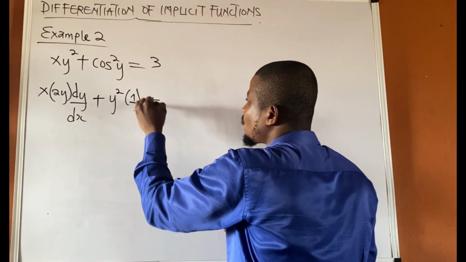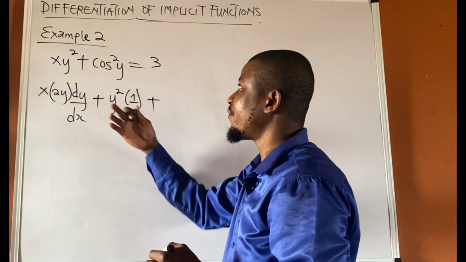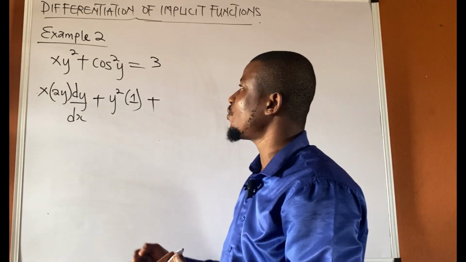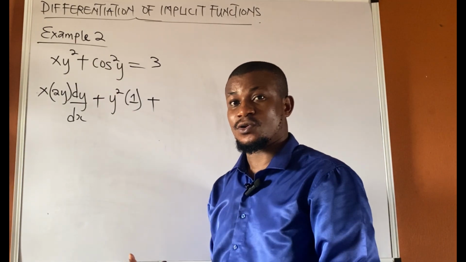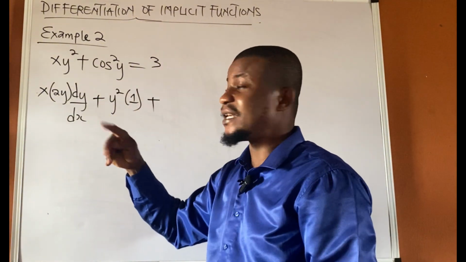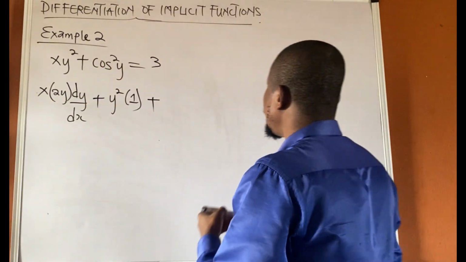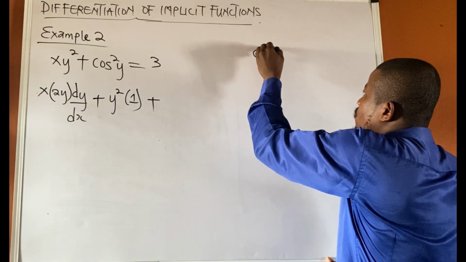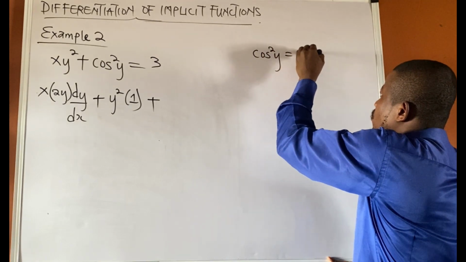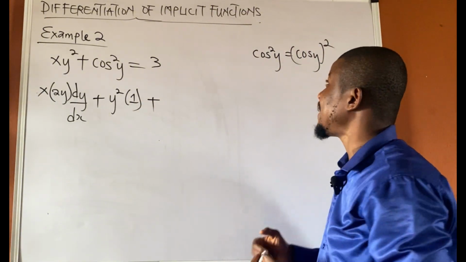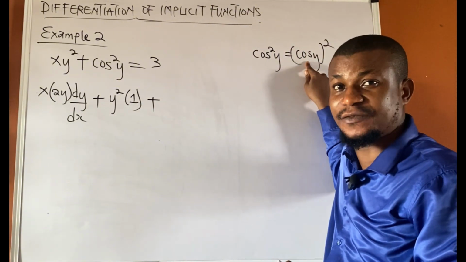So we'll move to the next one. Now, we want to differentiate cos squared y. And in previous videos, I've explained how to differentiate cosine functions, trigonometric functions. So now let's look at it again. How do we differentiate cos squared y? You remember, cos squared y is the same thing as cos y all squared. So we can use the idea of chain differentiation to differentiate this.